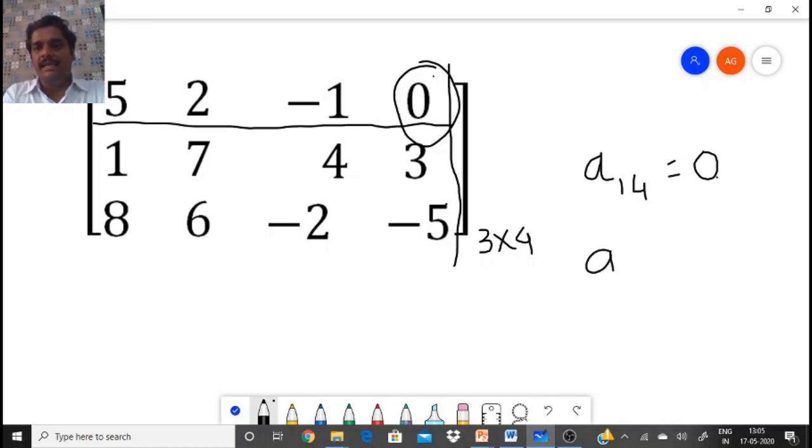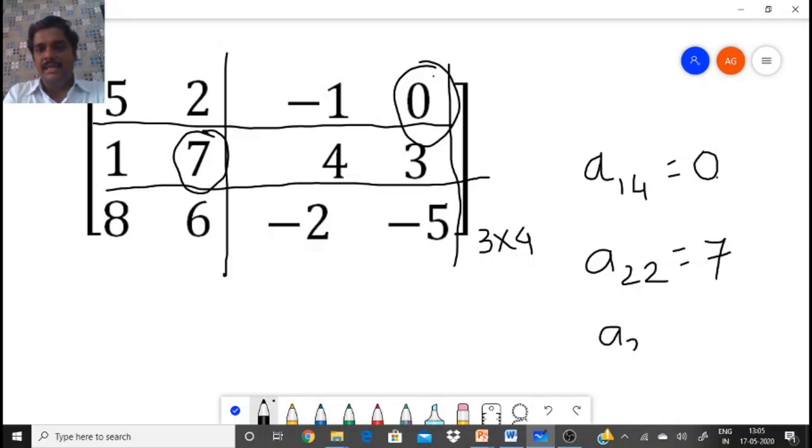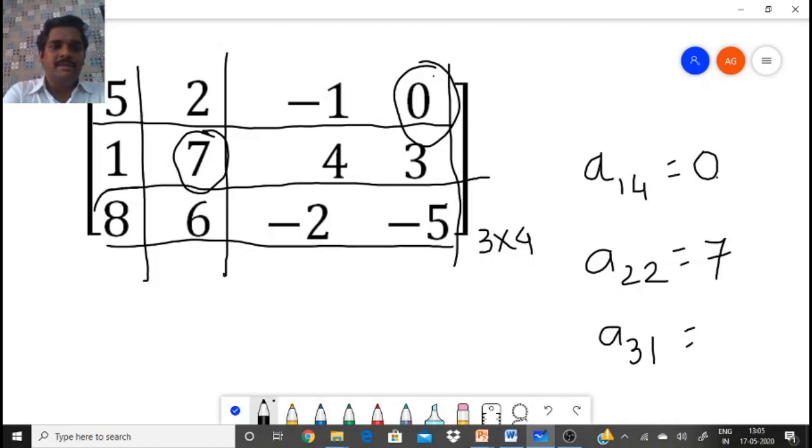Suppose I say A22. That means second row, second column. Here is your second row and here is your second column. Here is that element. So A22 is 7. Suppose I say A31. So it means third row, first column. Here is your third row and here is your first column. Here is that element. So A31 is 8. I hope the things are clear. So I'll proceed next.